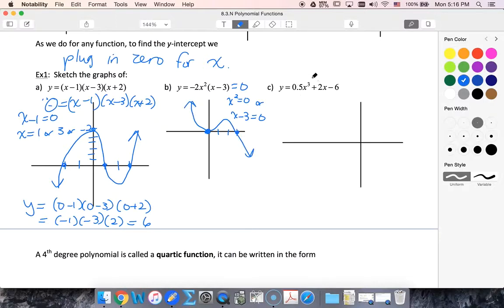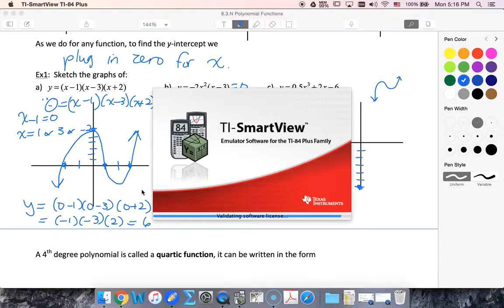Now this one, the only thing I know is that if I plug in x equals 0, my y-intercept is negative 6. But I don't know how this factors, and I don't need to know how it factors because I can use my calculator. The only other thing I know for sure is it's going to have this shape or something like it because this is positive. So let's come to my calculator. I'm going to use it to help me.